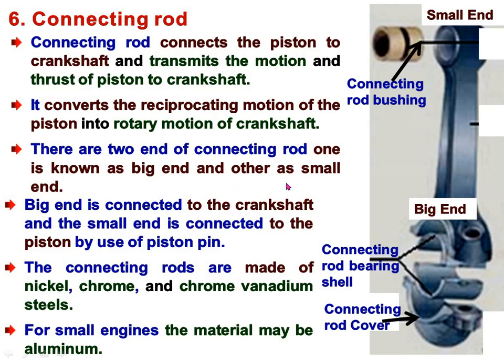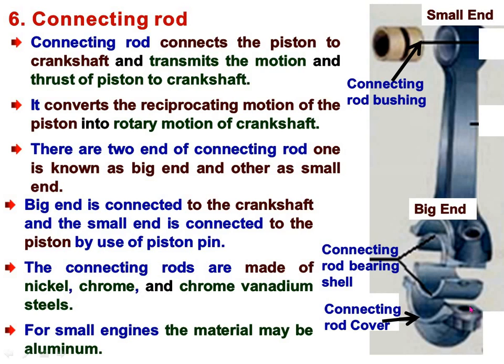There are 2 ends of the connecting rod. One is known as the big end and the other as the small end. Big end is connected to the crankshaft, and small end is connected to the piston by the use of the piston pin. See, this is the small end. This small end is connected with the piston pin, or we can say sometimes gudgeon pin. So this is the small end, and this is the big end.